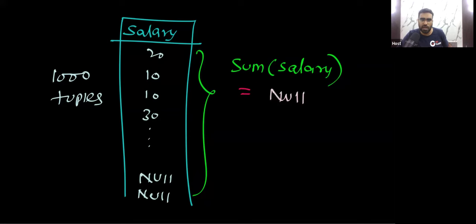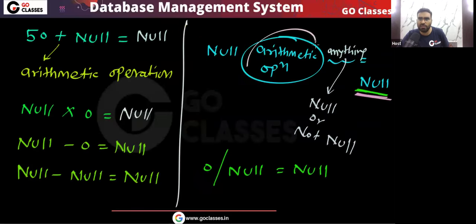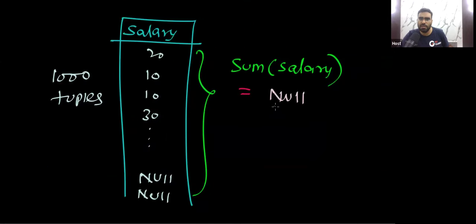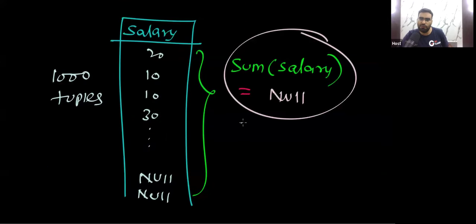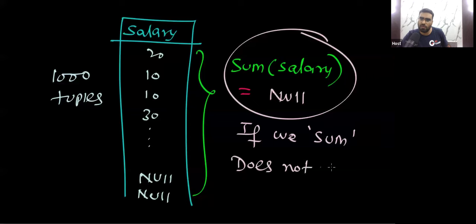I told you, arithmetic operations with null are always null. This is what we have seen. Arithmetic operation with null, the result will always be null. So if I do not ignore the null values, then the result will be null. Do you agree with me? This will happen if the sum does not ignore null values.